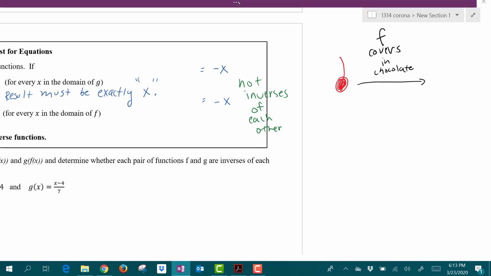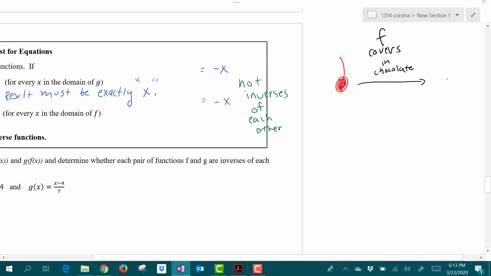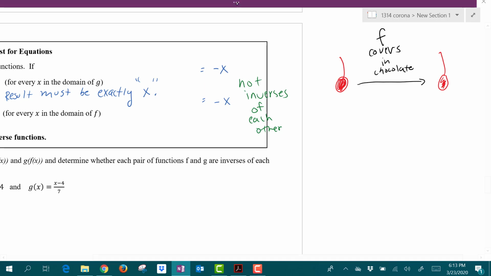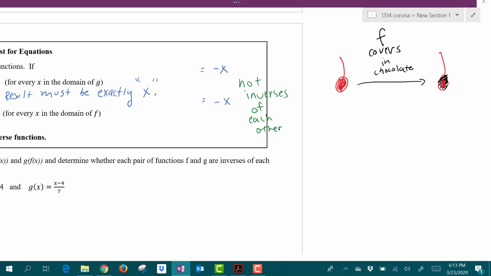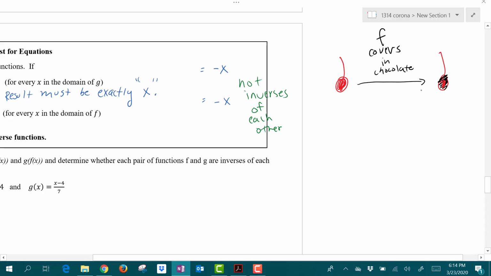It takes whatever you put into it, doesn't matter what it is, and covers it in chocolate. So out on the other side would come a chocolate covered cherry. Okay, so let's say that's our chocolate covered cherry. If we have a machine that does exactly the opposite of that, what would that be? Well, the opposite would be to remove chocolate. So in a sense, it uncovers.